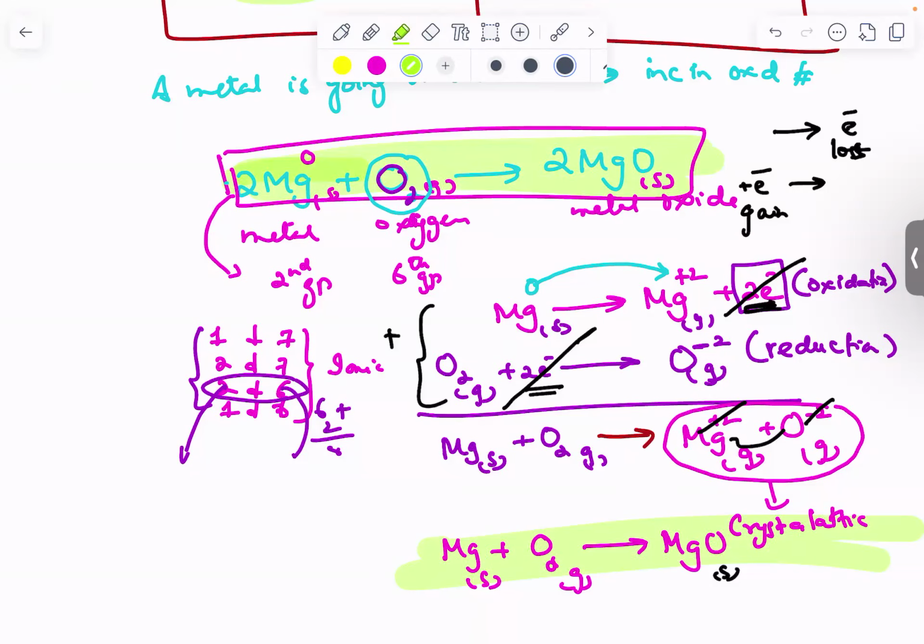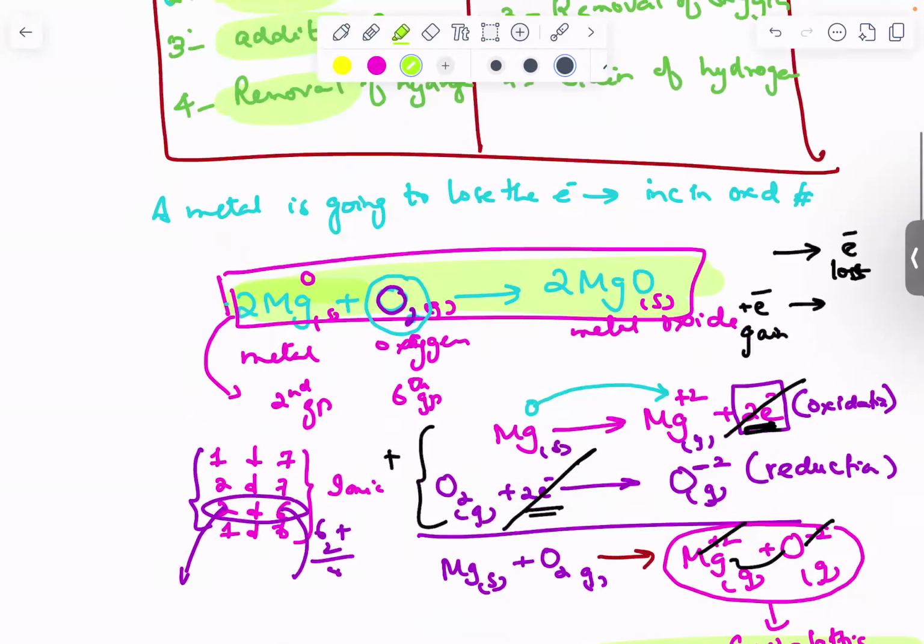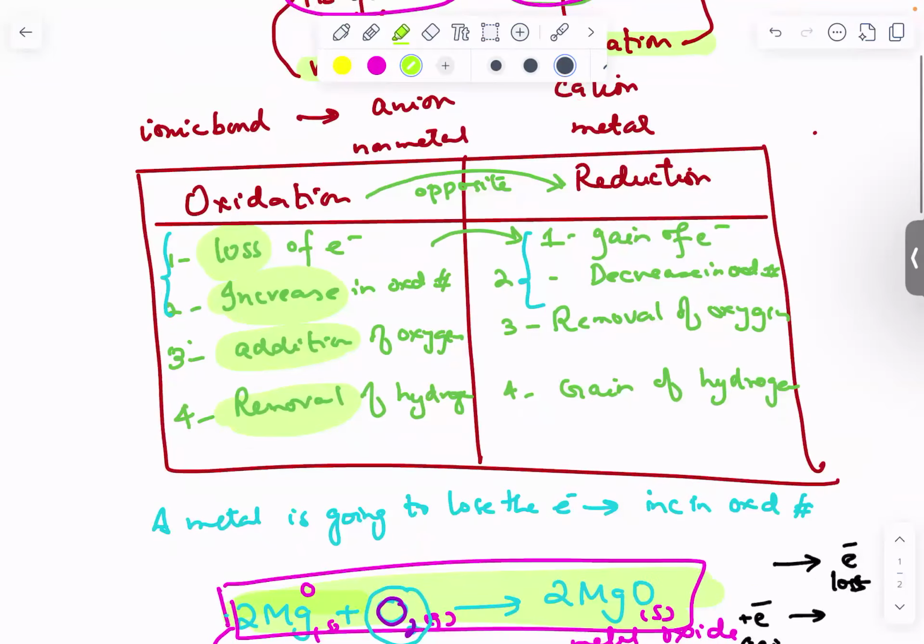So if you have a look, you will come to know that the first two definitions have been satisfied: loss of electron and increase in oxidation. So does it make sense?